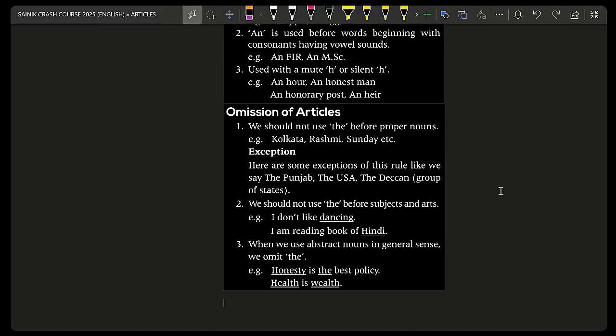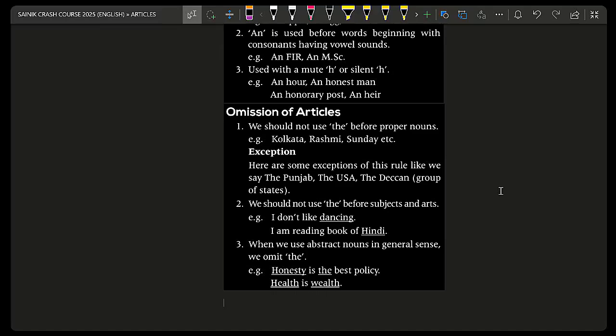And second one, we should not use the before subjects or arts. I don't like dancing, but you don't say I don't like the dancing or I don't like a dancing. So don't use articles before subjects and arts. I'm reading book of Hindi, you'll say, but I don't say I'm reading book of the Hindi or a Hindi. So before subjects and arts, you don't use any article.